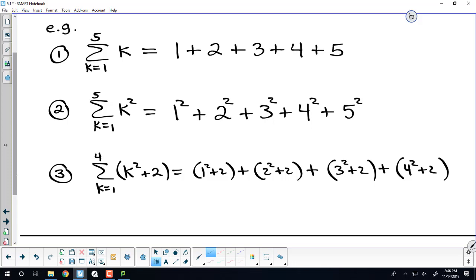Is everyone clear on that notation, how it works? It's just a compact way to write out a sum. This here.